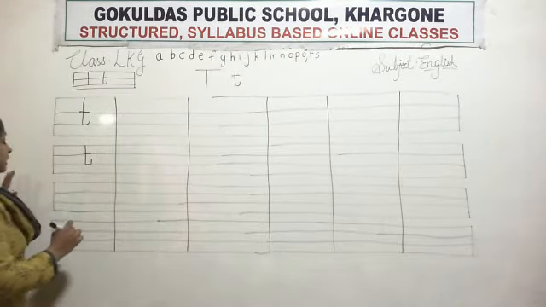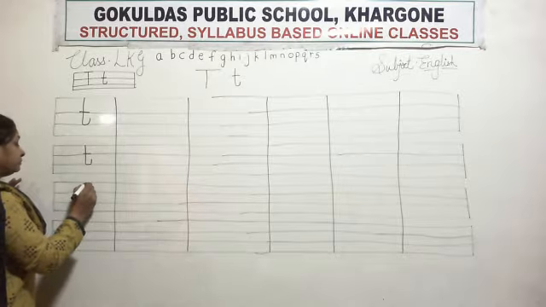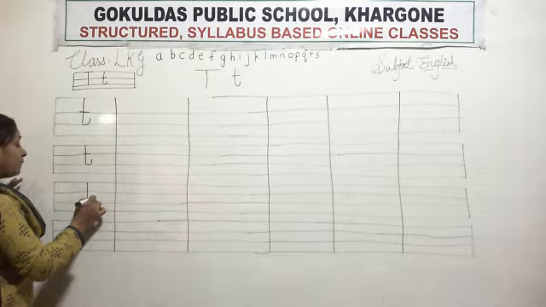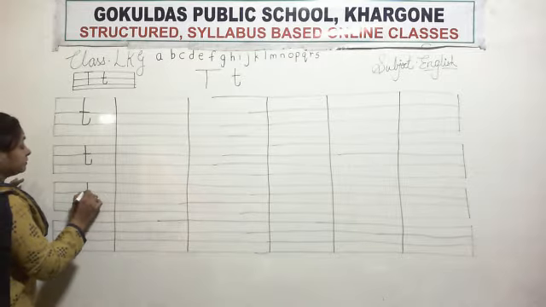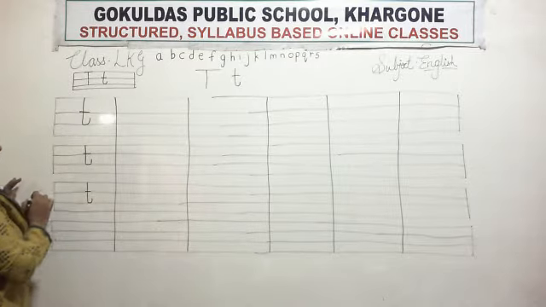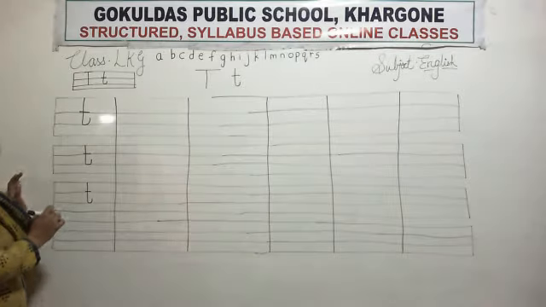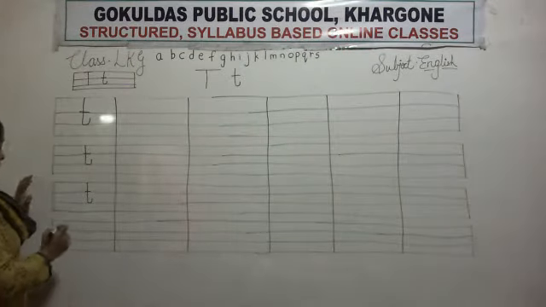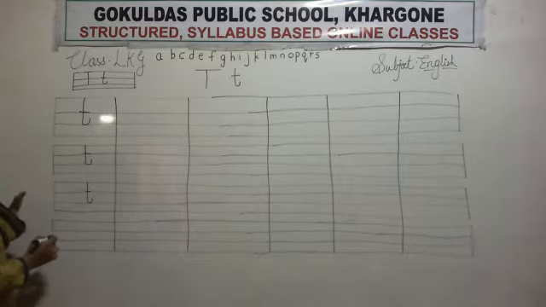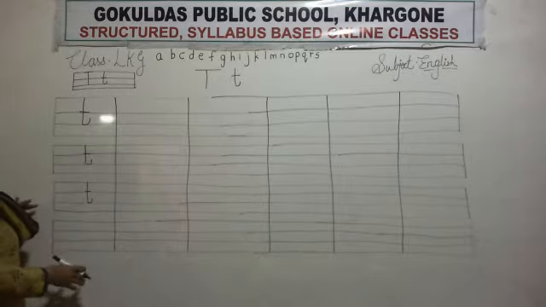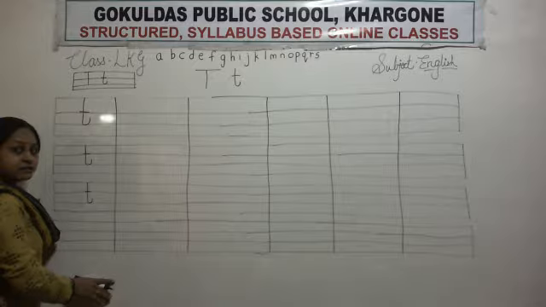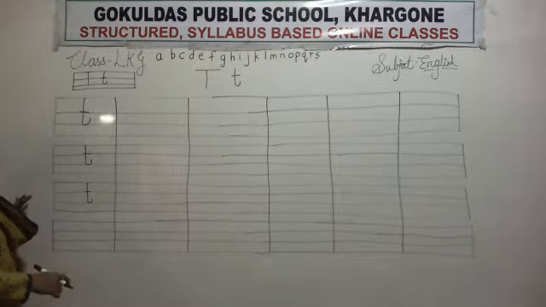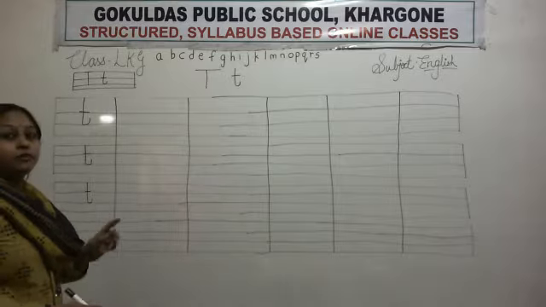Next. Finish writing. Again, standing line, curve upward, and then sleeping line. Which letter is this? T. And the sound of t is t. Done. In the next line, I don't have space, but you have to write a full page.